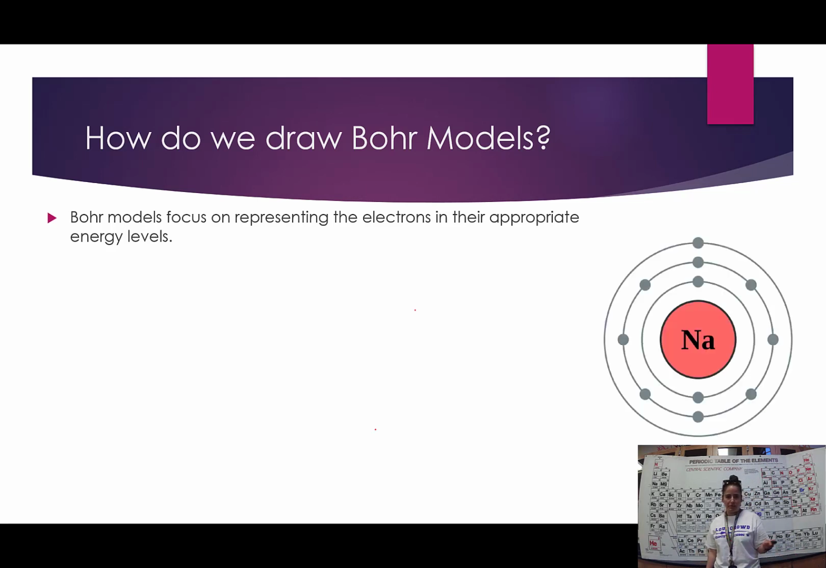Here's a Bohr model for sodium. Sodium is in the 3rd row, so it has 3 layers of electrons, and it has 1 valence electron. So you can see 1 electron in that 3rd shell.